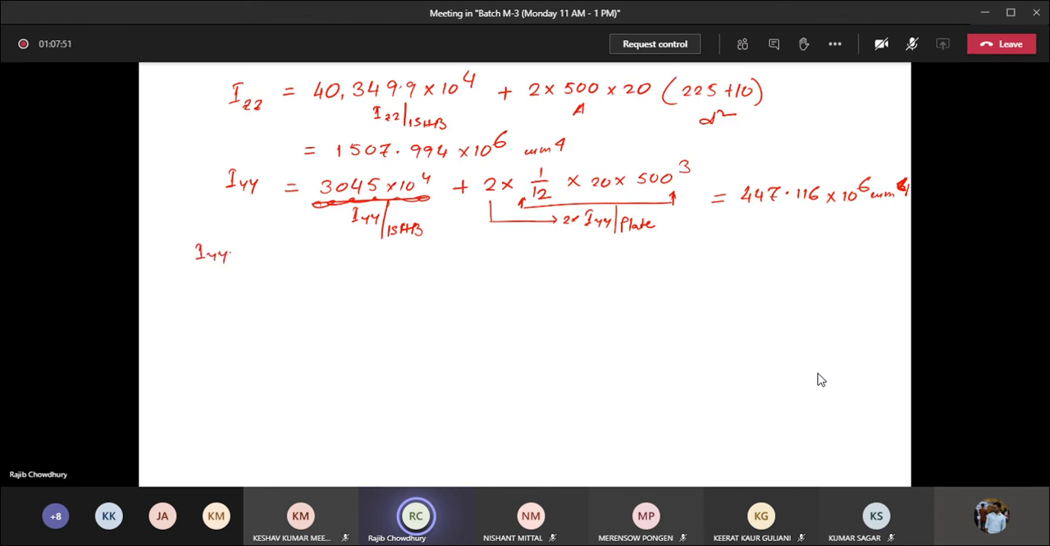Iyy is less than Izz. So r minimum would be ryy, which would be again the same philosophy, Iyy divided by A, the total area. So it becomes square root of 447.116 divided by 31,789, the total area. It becomes 118.6 mm.